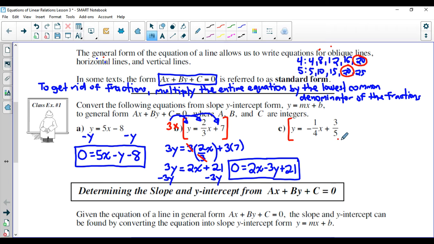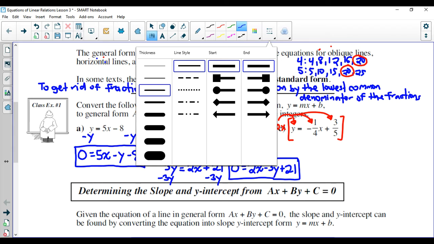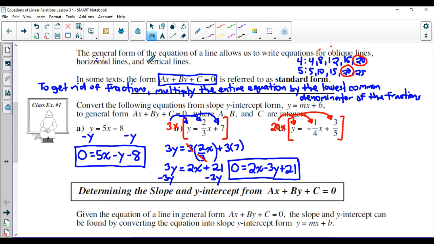Now, to get rid of these two fractions, I'm going to first of all put the equation in brackets, and then I'm going to multiply this entire equation by 20. Okay, so we're going to go 20 multiplied by this entire equation. And once again, to multiply it correctly, you apply the distributive property. So this 20 is going to get multiplied by the y. It's going to get multiplied by the -1 for x. And it's also going to get multiplied by that term. So let's see what this would look like if we do it.